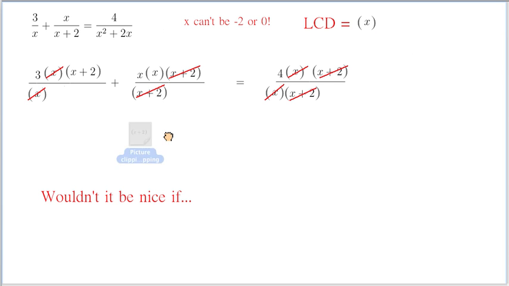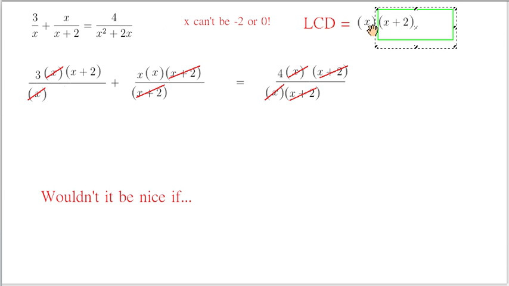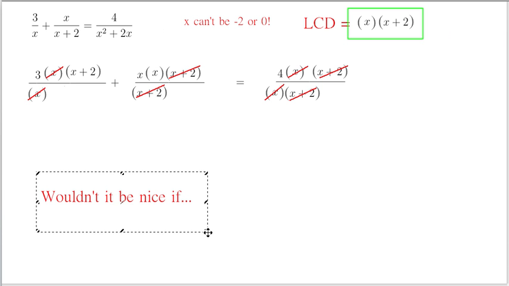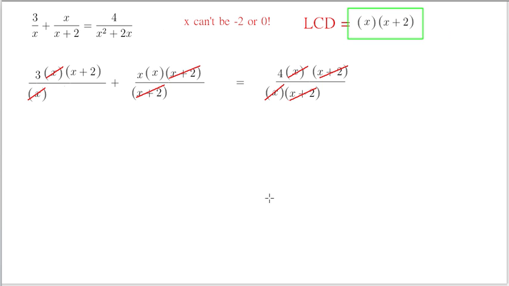And I go ahead and note that I multiplied both sides by this, and since there are no more fractions here, I have figured out what my LCD was. It was in fact x times the quantity x plus 2. And now we are almost home in this problem. It's going to devolve very fast here. We are simply going to clean it up, and we're going to have 3 times x plus 2 plus x squared equal to 4, which looks like this.